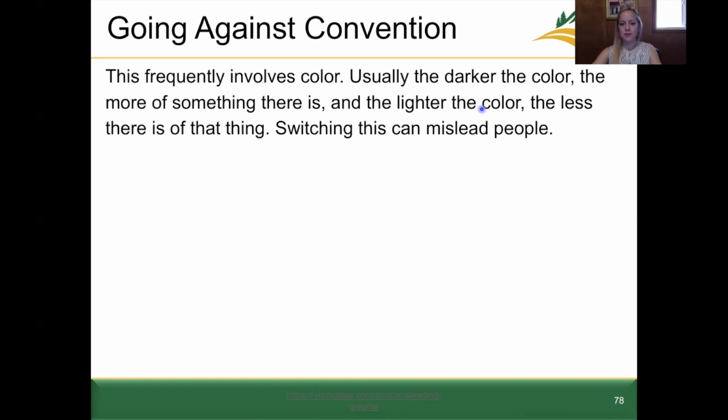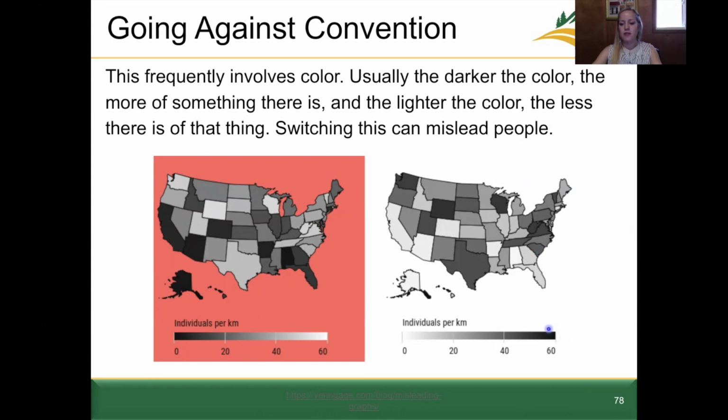Here's an example. So again, usually for darker colors, the more of that there is, and for lighter colors, the less. But here, if it's intuitive to think that the darker means more of that thing and the lighter color means the less of that thing, we might look at this representation on the left and assume that because Alaska looks darker, then we have the most individuals per kilometer.